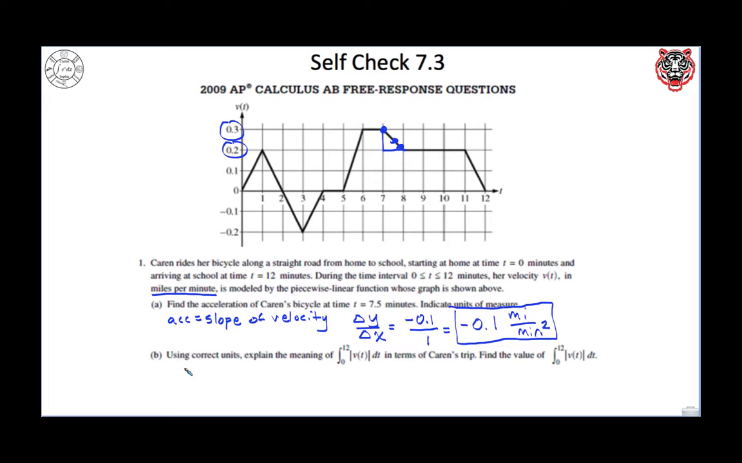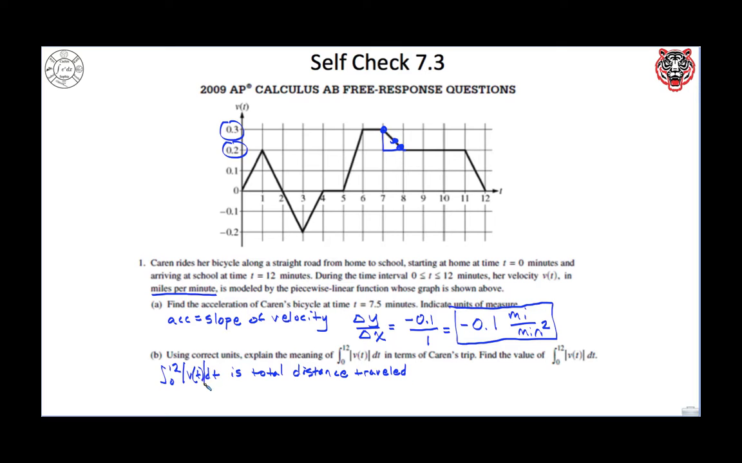Perfect. And then part B, using correct units, explain the meaning, and then find the value. So explaining the meaning, absolute value, what is that, girls? Total distance traveled. Beautiful, yep. So the integral from 0 to 12 of the absolute value of v of t dt is the total distance traveled. What about the absolute value sign in the integral? Oh yeah, forgot that. Thank you.